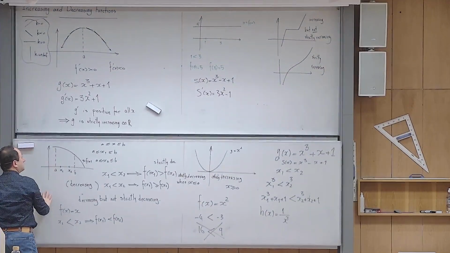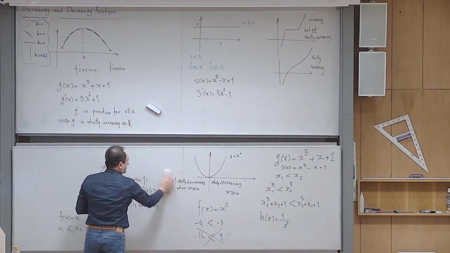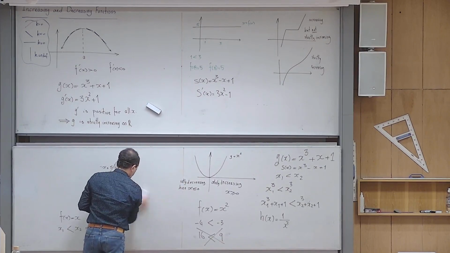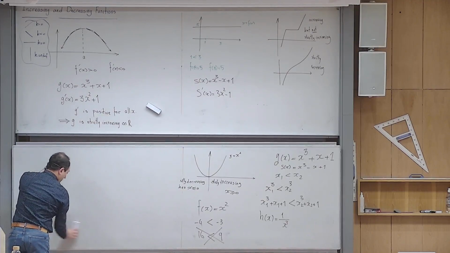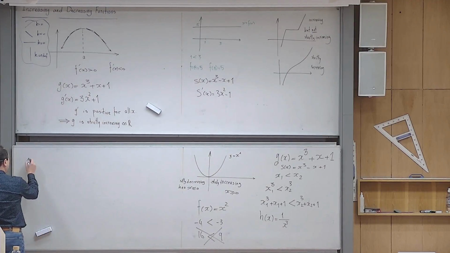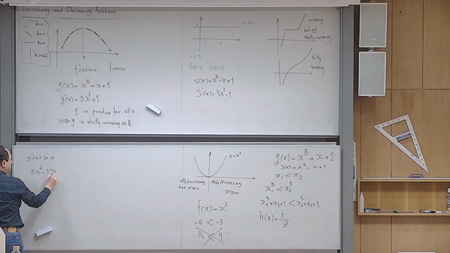So how should I understand that one now? For a function to be strictly increasing, I put the derivative greater than 0. So I have to solve this to see where the function is increasing. S prime of x is the function that I got there, so I need to solve this inequality. So how can I solve this inequality?